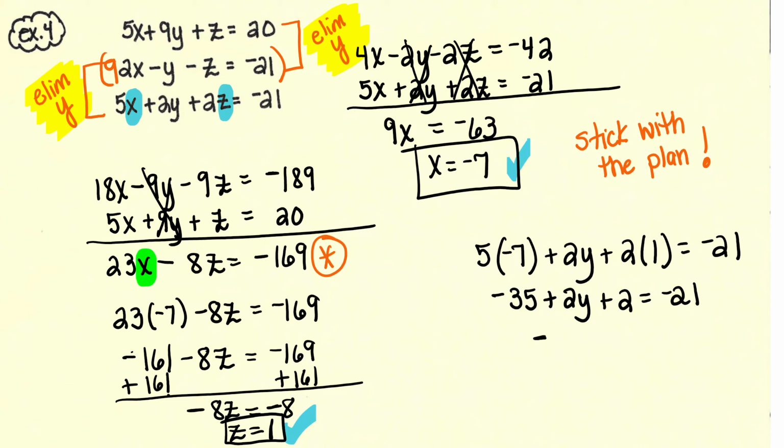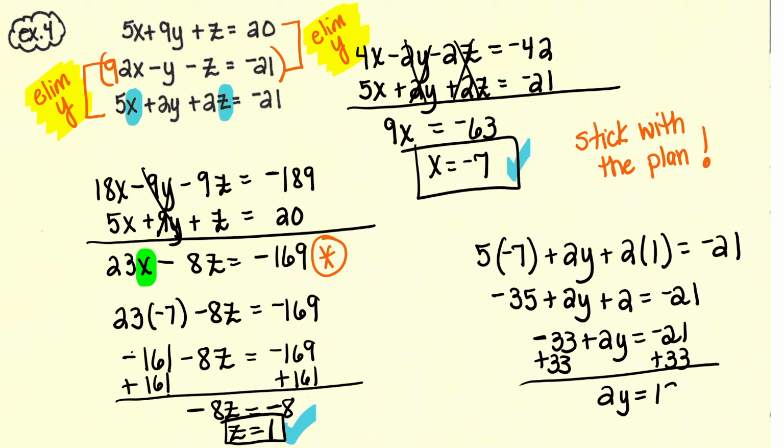Put your like terms together. So negative 33 plus 2y is equal to negative 21. Add your 33 over. And so I have 2y is equal to positive 12. Divide by 2. Y is equal to 6. And we can write that as a triple of x, y, and z. Don't forget, you can check your answers if you want to.